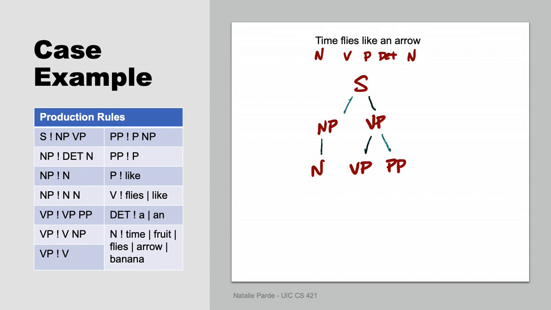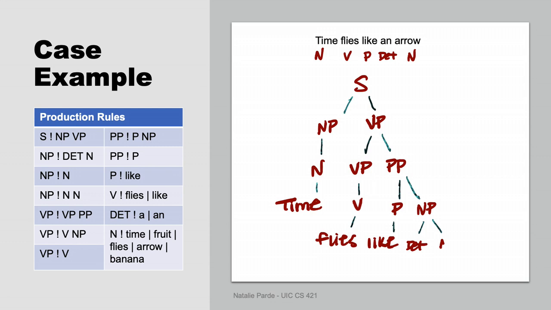Now, based on our production rules, it looks like with the noun, we're ready to branch down to a leaf node. We'll branch down to a verb from our verb phrase, and down to a preposition and a noun phrase from our prepositional phrase. Now, from the verb, we'll branch down to the word flies, and from the preposition, we'll branch down to the word like. We'll decompose the noun phrase further into a determiner and noun. And finally, we'll end up with a leaf node for an and a leaf node for arrow.